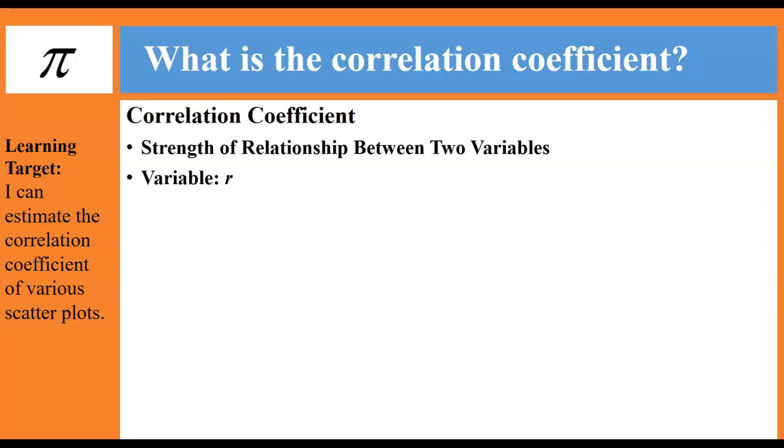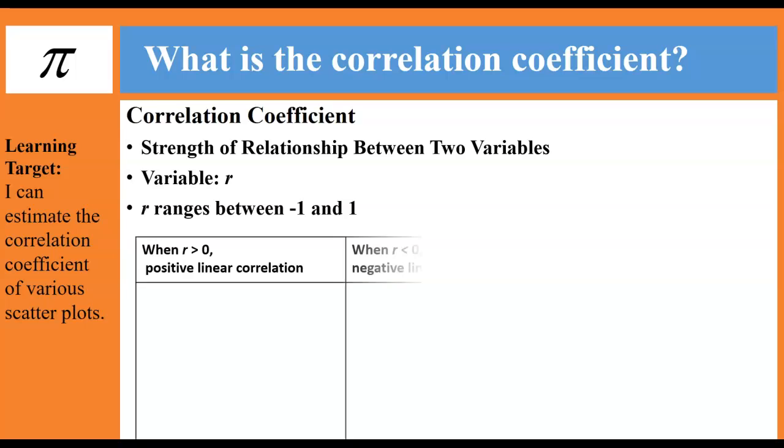Now, the variable that we use is r. I'm pretty sure there's some Greek or Latin reason for the r. I'm thinking r stands for relationship. So that's the variable that we're going to be using when referring to the correlation coefficient. This correlation coefficient is a number, and that number will always be between -1 and 1. So let's take a look.